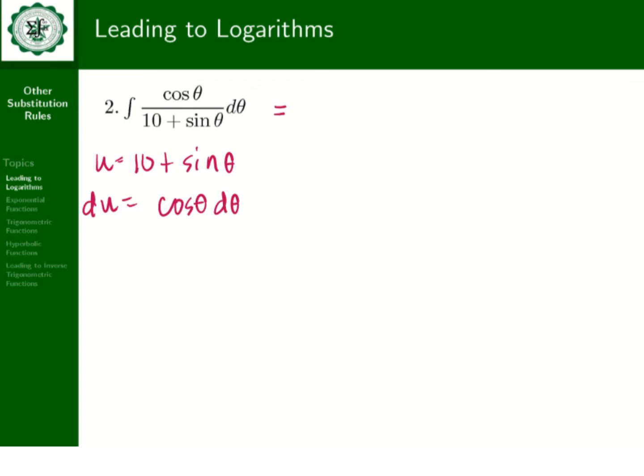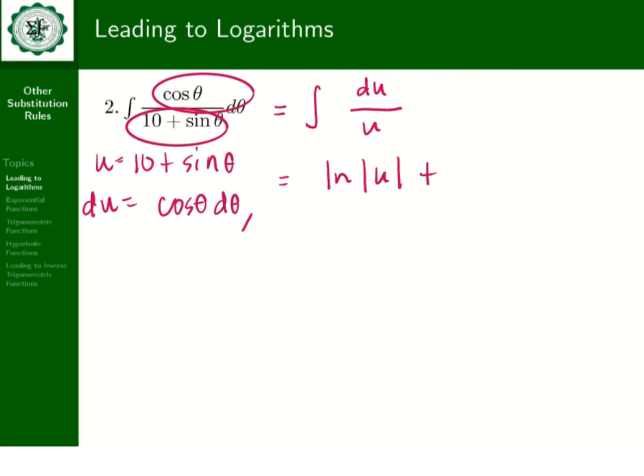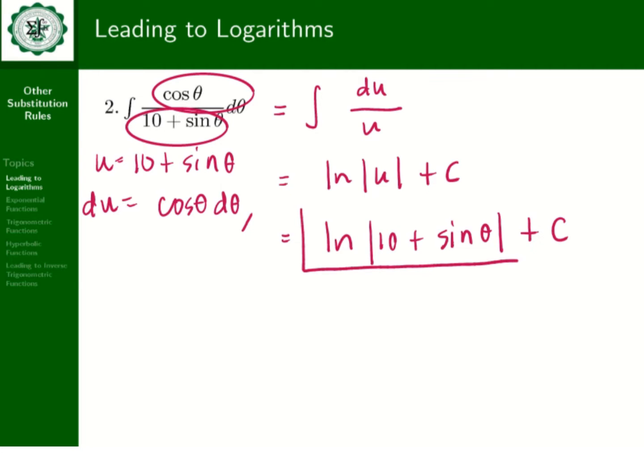Showing the substitution, cosine of theta d theta will be equal to du, while 10 plus sine theta is u. Now, since we are able to convert our given into 1 over u du, we know that the solution will be ln of the absolute value of u plus c. If we perform back substitution, u will be replaced by 10 plus sine of theta, and then we write plus c.